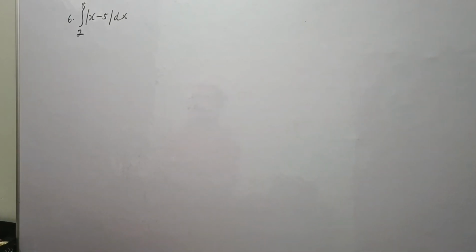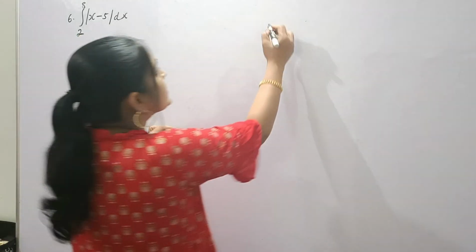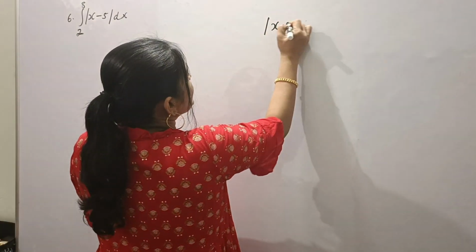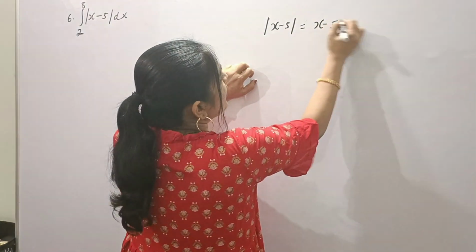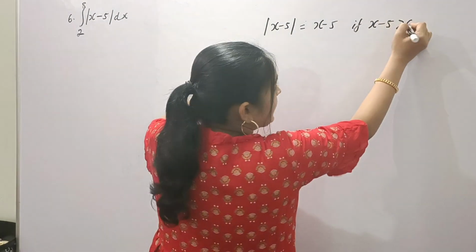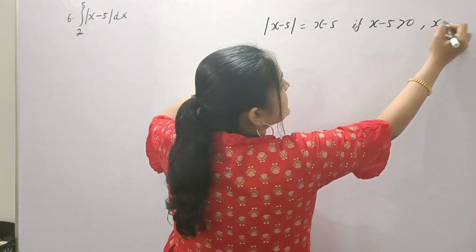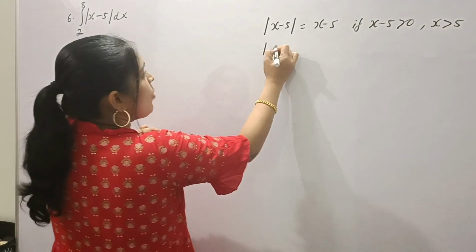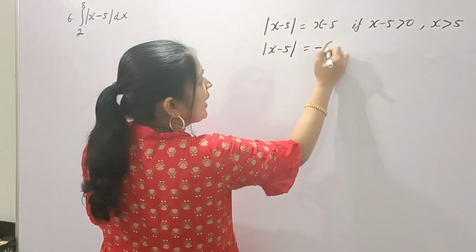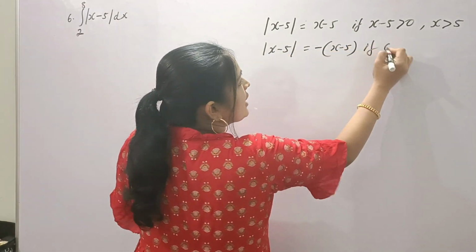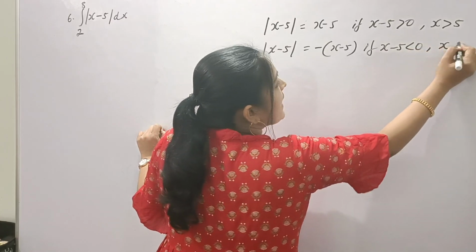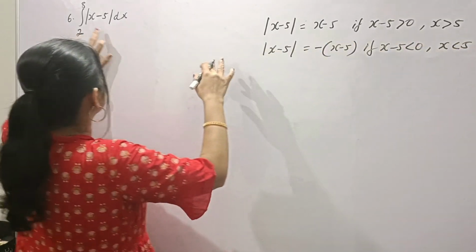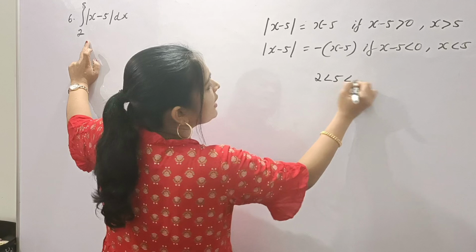Evaluate integral 2 to 8 modulus x minus 5 dx. Similar problem, so here also we will apply the same property. First let's define this. Modulus x minus 5 is equal to x minus 5 when x minus 5 is greater than 0, that is x greater than 5. Modulus x minus 5 is equal to minus of x minus 5 if x minus 5 is less than 0, that is x less than 5. So here we know that 2 is less than 5, which is less than 8.